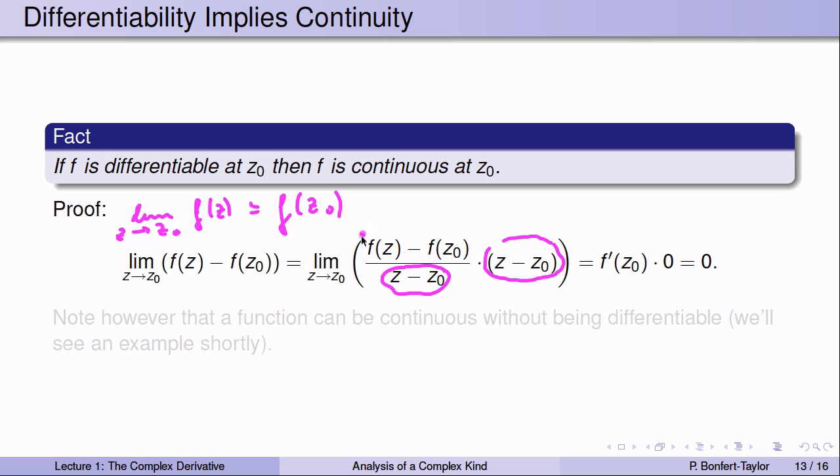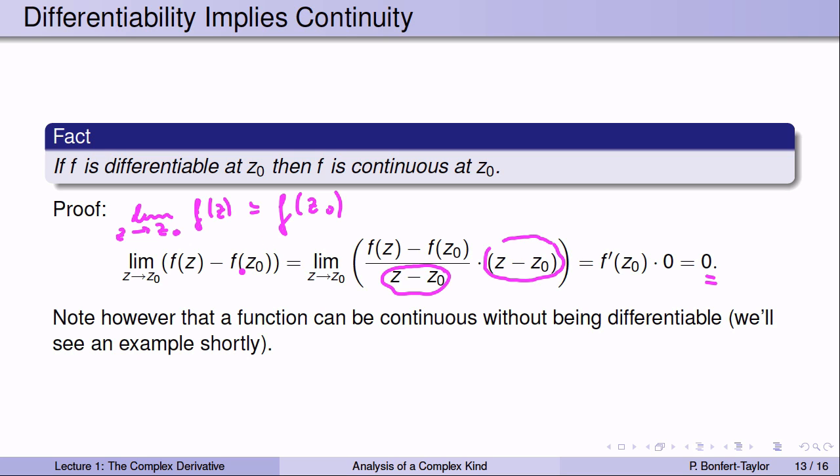But interpreting this as the difference quotient times z minus c0, if the function f has a derivative, then the difference quotient has a limit as z approaches c0. That limit is f prime of c0. z minus c0 also has a limit as z approaches c0, namely 0. So the limit is f prime of c0 times 0, and that is 0. Since f of z minus f of c0 approaches 0 as z goes to c0, the function f is therefore continuous at c0. Again, a function can be continuous without being differentiable, but it can't be differentiable without being continuous. We'll see an example about this shortly.